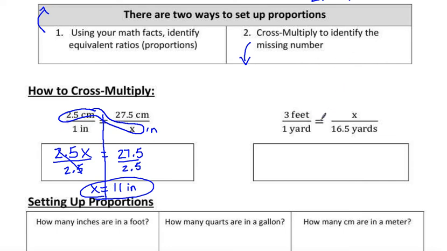For the next one, same thing. I'm going to use the butterfly method. I'm going to start with the x piece first.